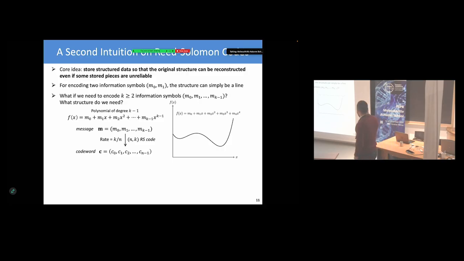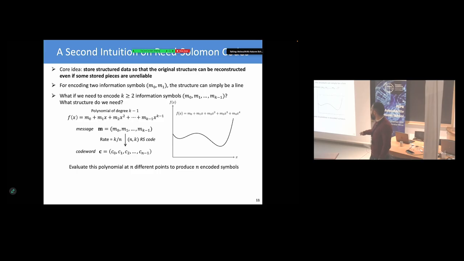So I was supposed to ask a question. So what should we do? It's the same as what we did before. We should evaluate this polynomial at distinct points and store these evaluations. Do you see how this is similar to what we did with the line?